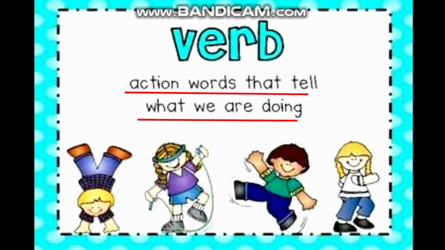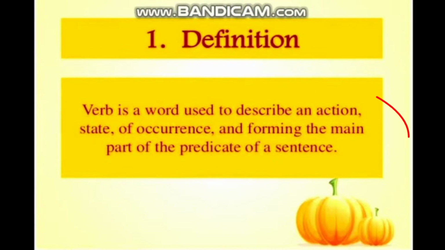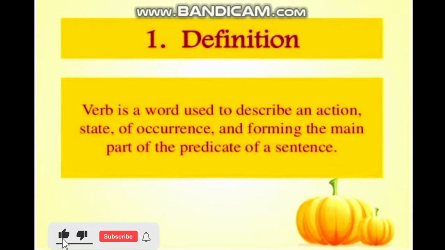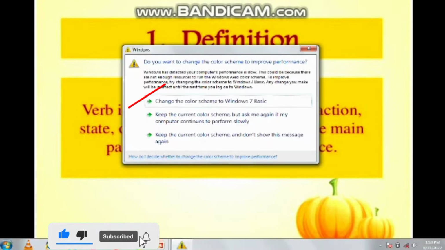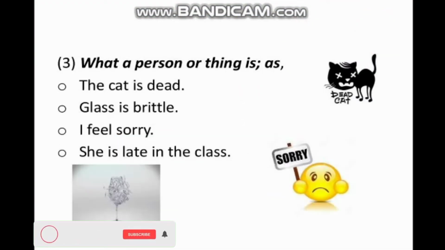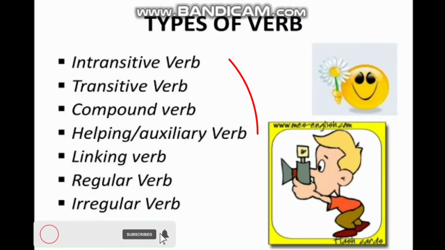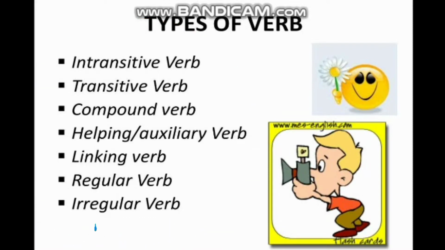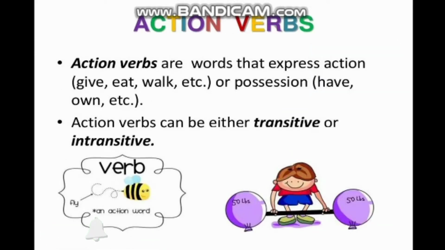Verbs are action words that tell what we are doing. The definition of a verb is a word which shows an action or a state. What is a state? State means situation. We have types of verbs: transitive verb, intransitive verb, compound verb, helping verb or auxiliary verb, linking verb, regular verb and irregular verb.